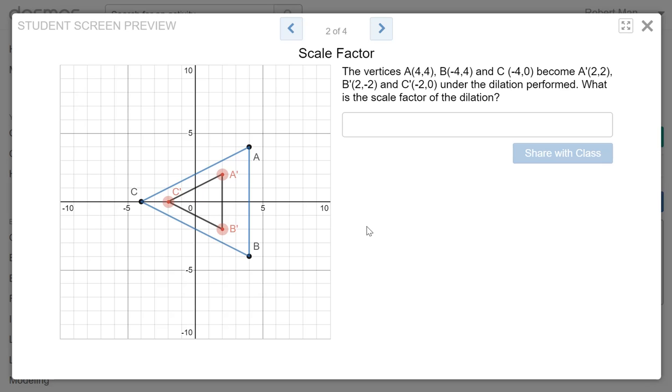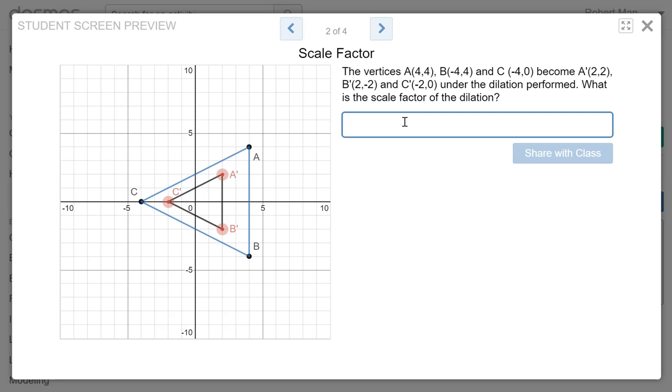So when we start with ABC, that's the pre-image. A prime, B prime, C prime in this case will be the image. So you'll notice that the shape seems to have shrunk. It is not as large as the original from ABC to A prime, B prime, C prime. A started at 4, 4, but became 2, 2 with A prime. C from 4, 0 to 2, 0, and B at 4, -4 to 2, -2.